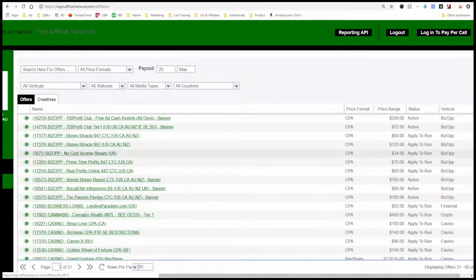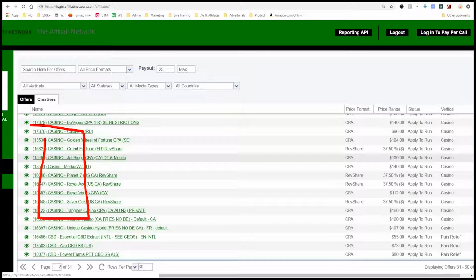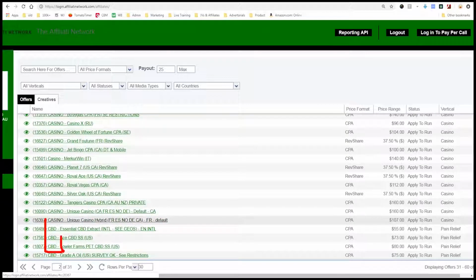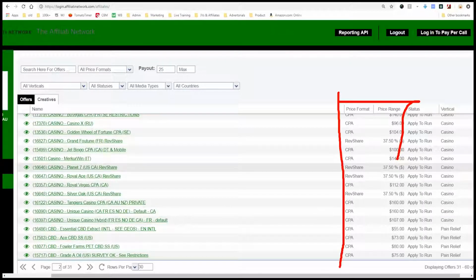It's a very aggressive space, and it lends itself to, as you see just on this page of offers, business opportunities promising no cost income stream and passive paydays. Then you also have casino offers, and then you have sort of like CBD offers, which is pretty good. But CPA is a very aggressive space. You can make a lot of money doing it, but you do have to be aware that these are products that Facebook, Google, and YouTube are actively fighting against you advertising in any way, shape, or form on their platform. And even here, you see the price format says, most of these are CPA offers.